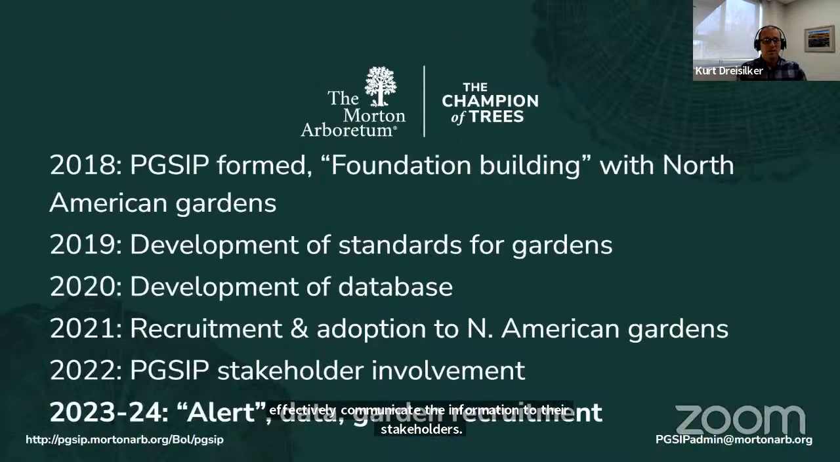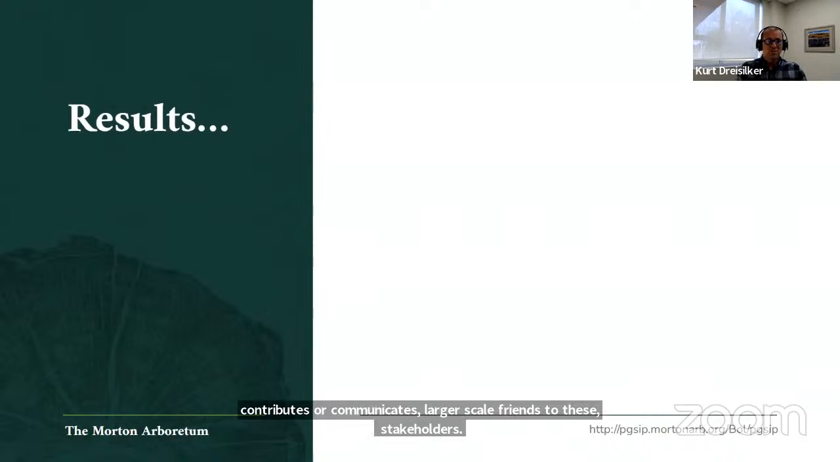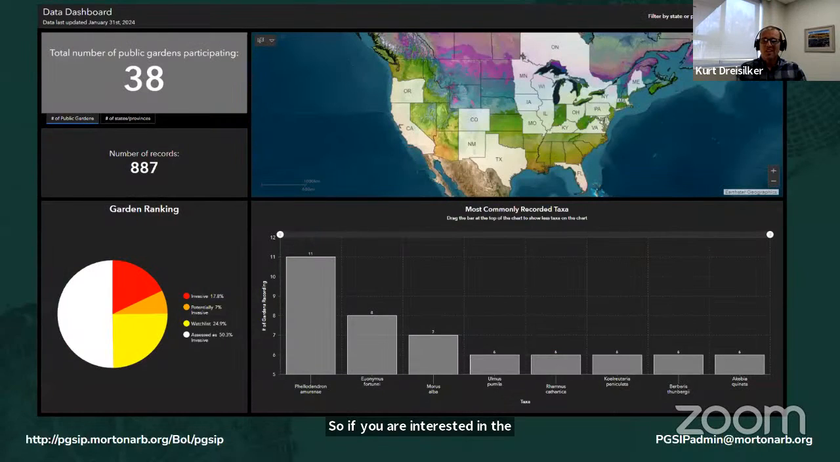And so we got this idea as a result of that conversation to develop an alert. This alert system is a PDF that I'll show in a second, but it really just communicates larger scale trends to these stakeholders. So if you are interested in the results, I will show you some real-time data. You can log into our website and see this data dashboard that's almost live. This is actually a screenshot from the end of January.